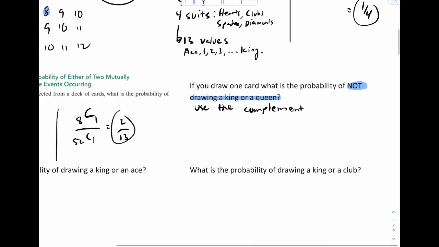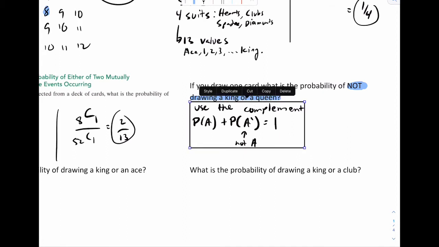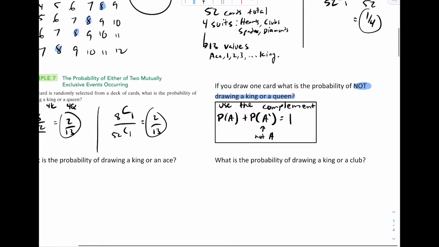So the concept of the complement is this: if you have some probability of an event A occurring, the probability of not A, so that's what this symbol means right here, that would mean not A. If you add those two things together, you get 1. So that's going to be a helpful concept to note. So to solve this, all we're going to do is simply do 1 minus our previous answer, which would be 11 over 13.